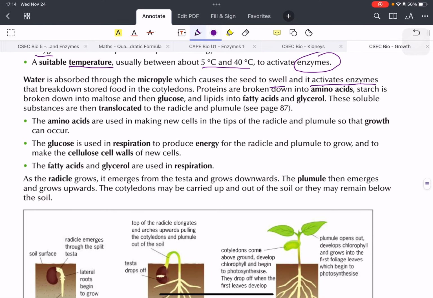Okay? So, the amino acids are used for lateral growth. So in the radicle, the plumule, and growth, that's what you need proteins for. Whether plants or animals, proteins are essential for growth. Glucose and fatty acids are used in respiration. Okay?